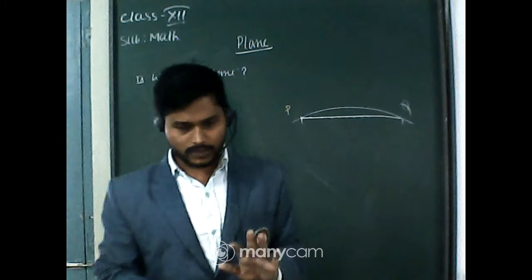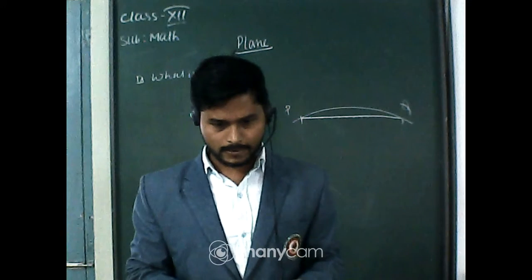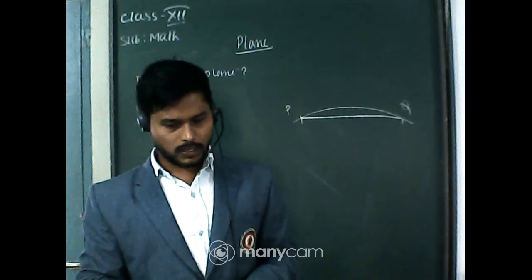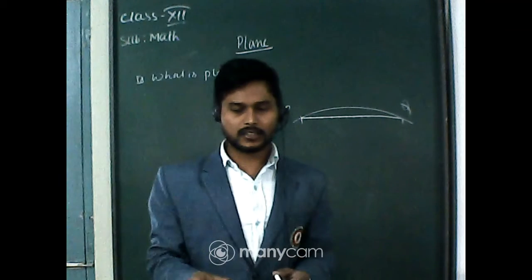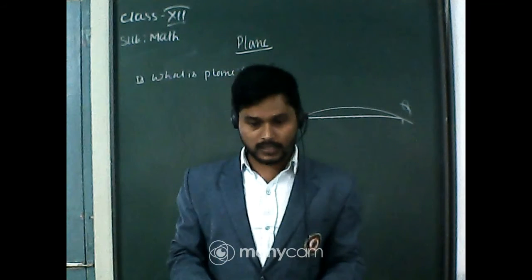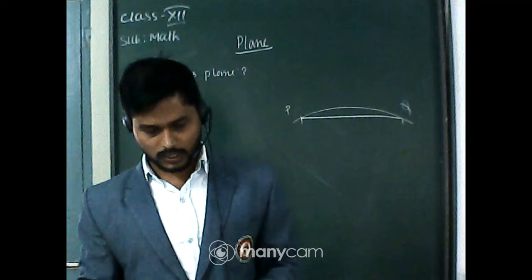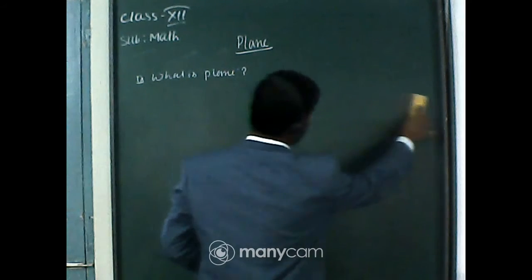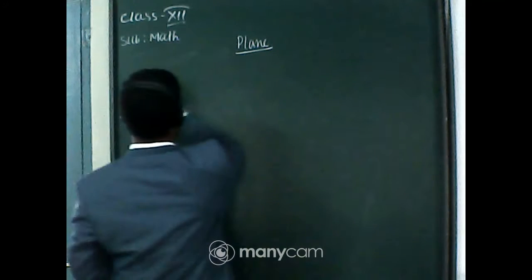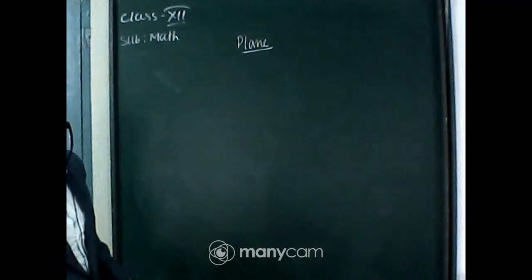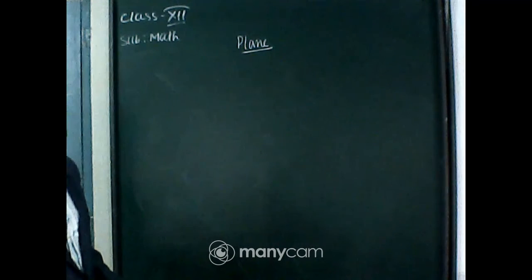Got it, the definition? You got the definition? If a straight line lies entirely on the surface, then the surface is called a plane surface. Otherwise, it is called a curved surface. Okay, so this is the plane. Now we'll establish the formula, the equation of a plane.